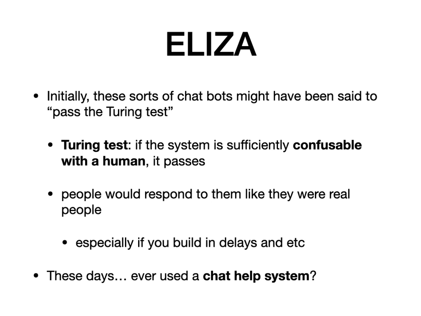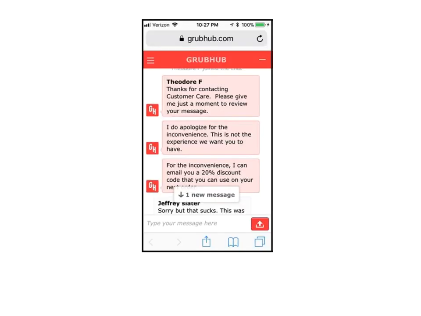But these things haven't gone away, though. Just because we've advanced and just because they were very simple kind of rote machines doesn't mean that they are not useful, right? Have you ever used a chat help system? For example, you ever have a problem with Grubhub, you go to their chat system, right? And you immediately get somebody talking to you. Theodore F. Yeah, I'm sure that's whoever their name is, right? Thanks for contacting customer care. Please give me just a moment to review your message.